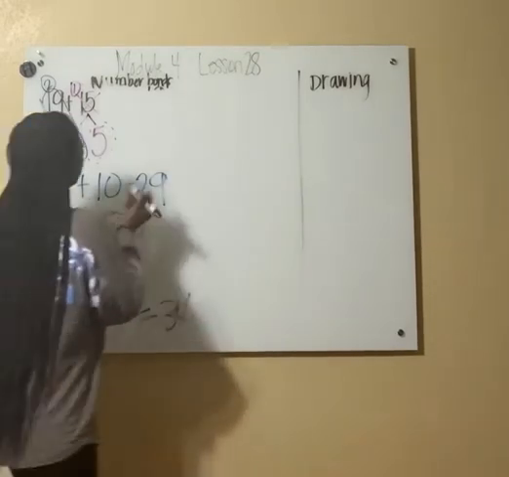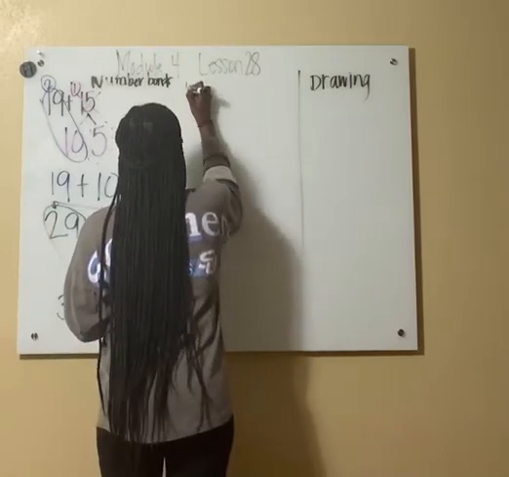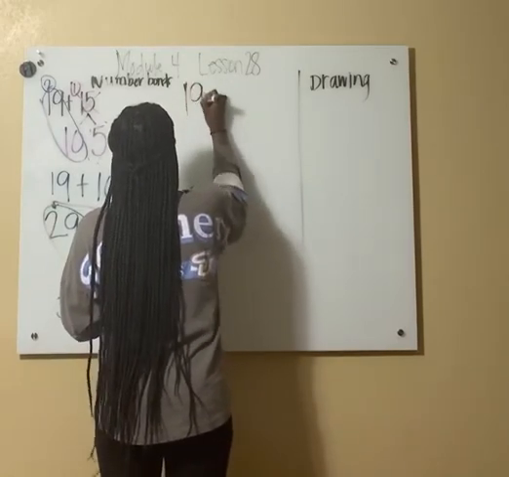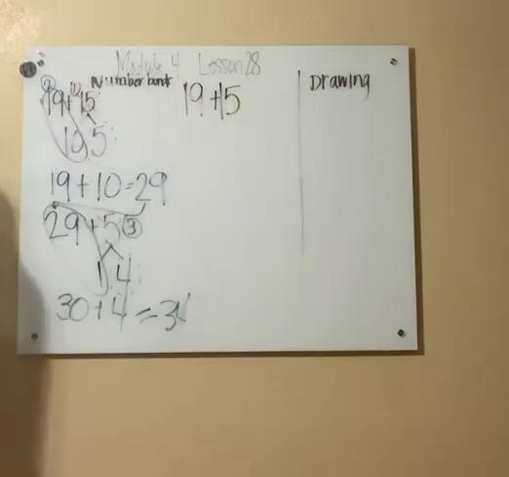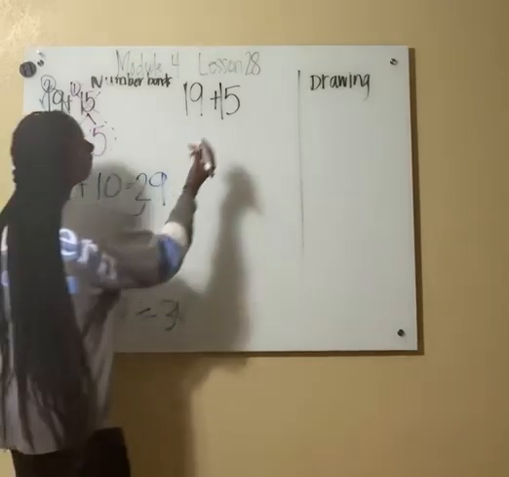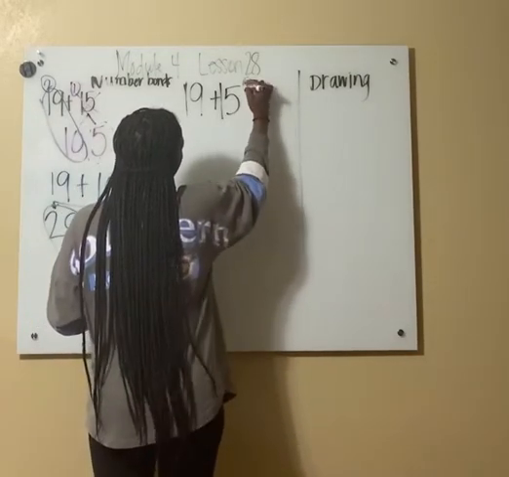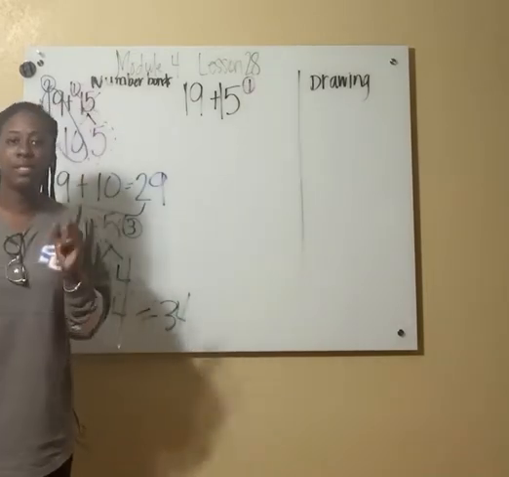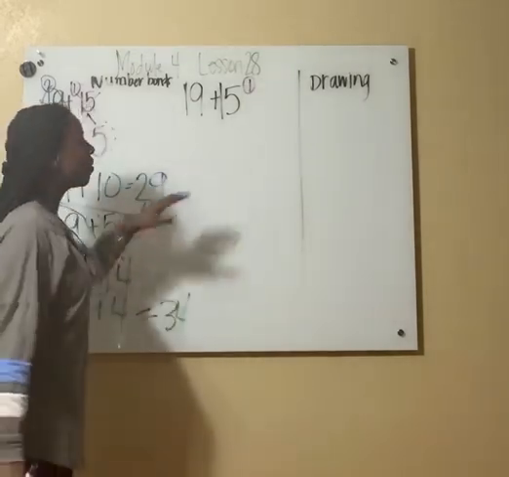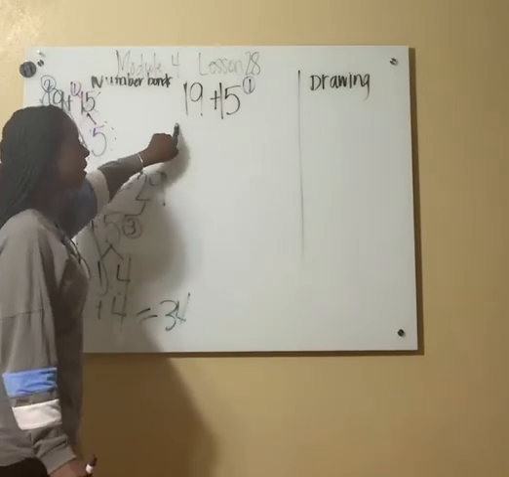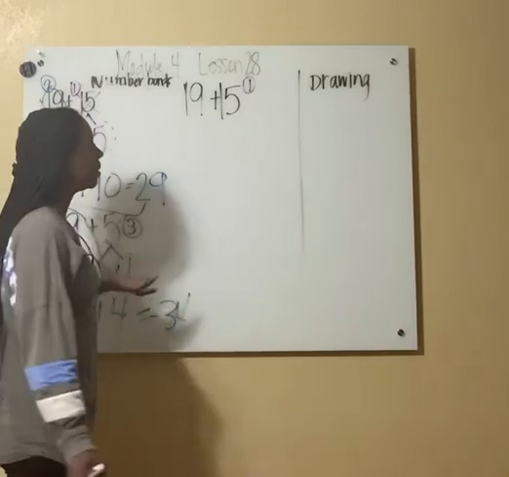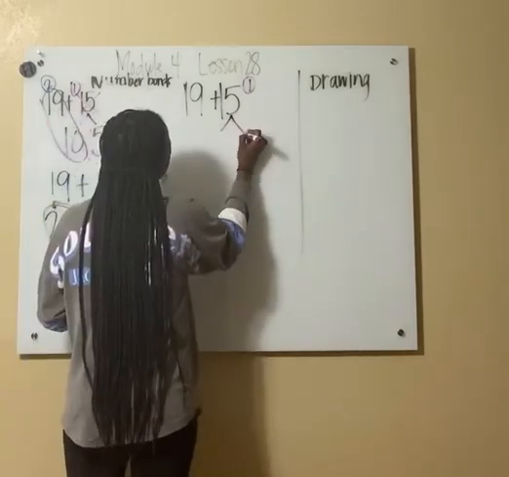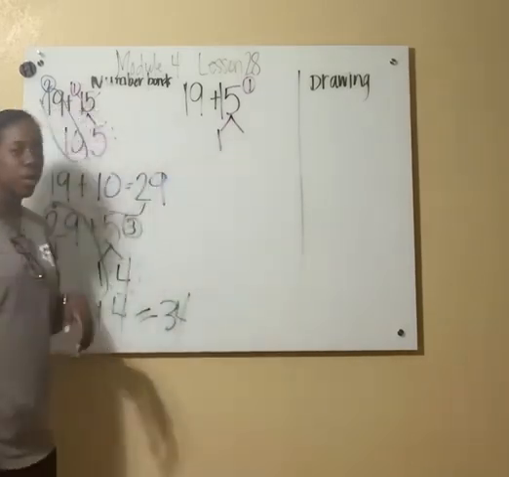So let's go back. I have 19 plus 15 again. First step is always the same: my first step is to break down my smaller number. This time is different though. This time I'm going to break down my smaller number so that this number can be a 10. So 19, how many does it need to become a 10? 19 needs one more to become 20.